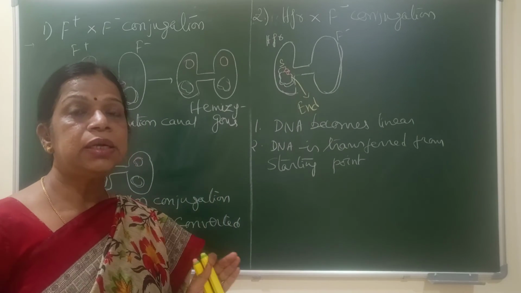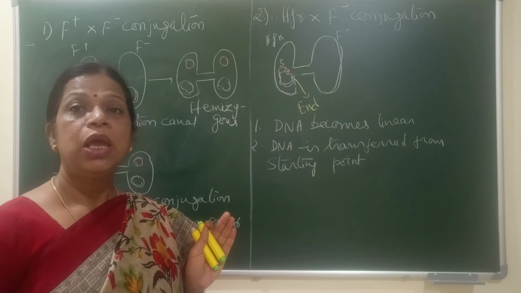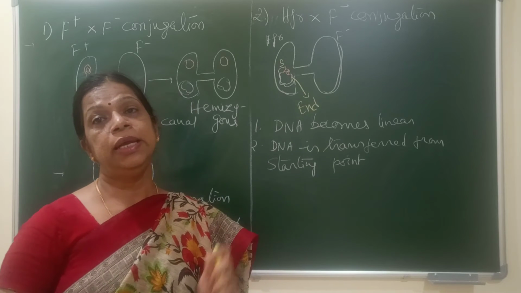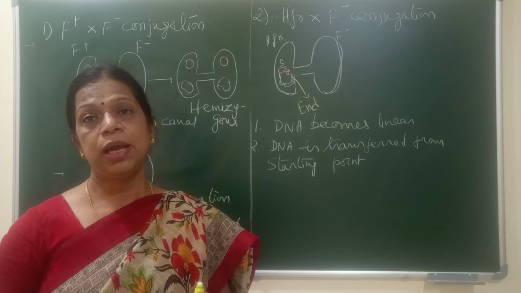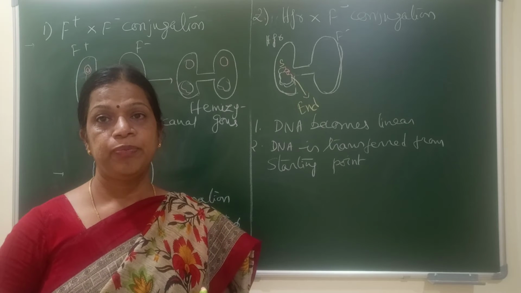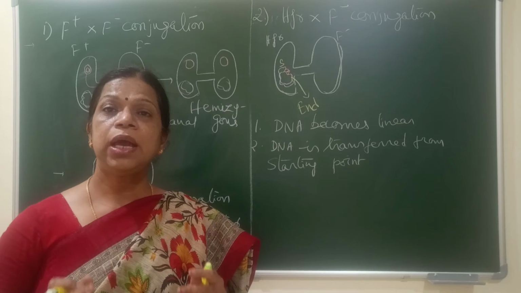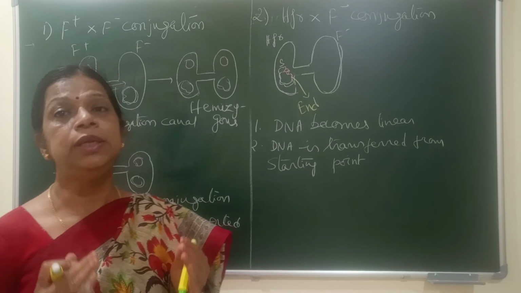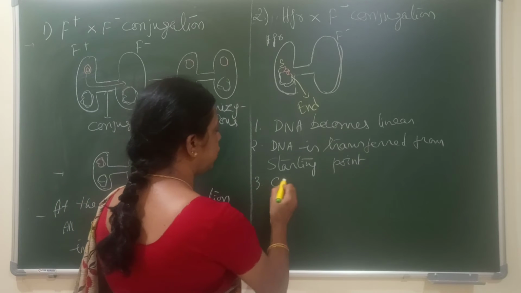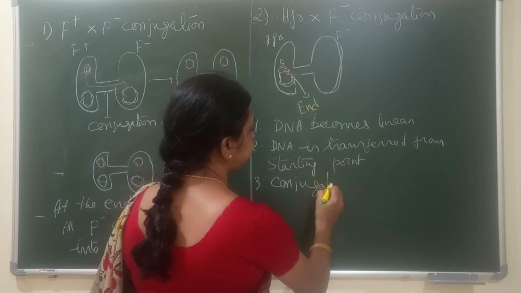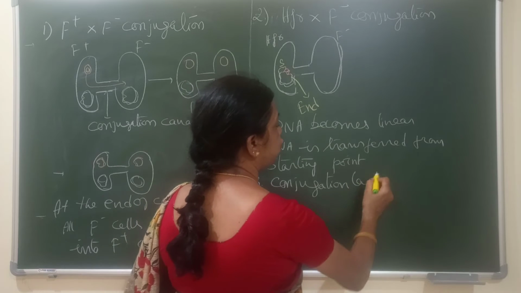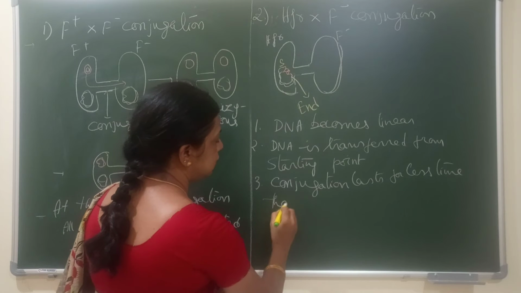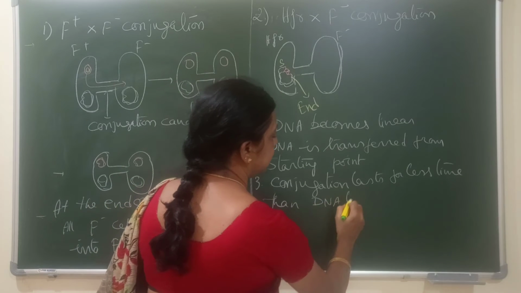But complete DNA transfer cannot take place because conjugation time is less than that of complete DNA transfer. It takes more time for complete DNA transfer, whereas conjugation time is much less. So conjugation lasts for less time compared to DNA transfer. That is the other important point.